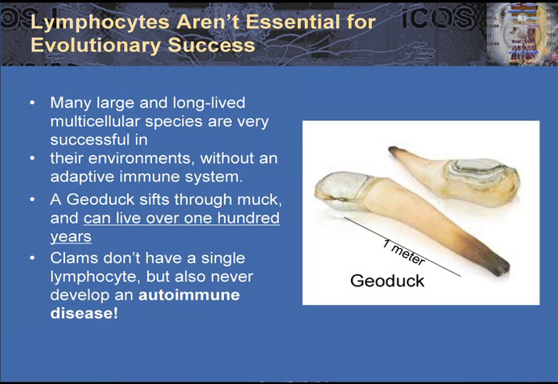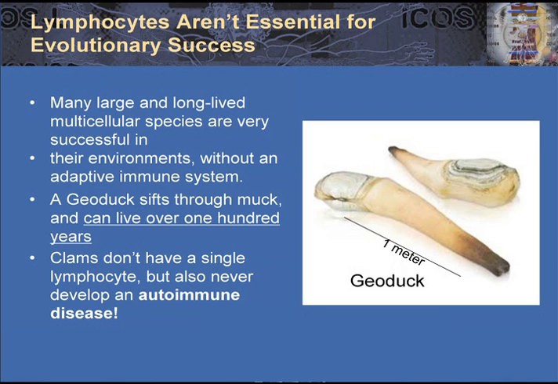So is the adaptive immune system absolutely essential for the survival of multicellular species? And the answer is no. In fact, there are many, many species that develop that don't have a single lymphocyte. So here's an example, the geoduck. Now the geoduck is an invertebrate, it's a kind of clam, a mollusk, and it's a very large organism. In fact, these can grow to be over a meter long.